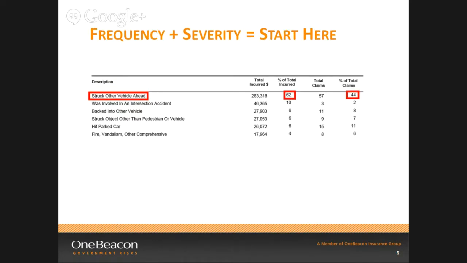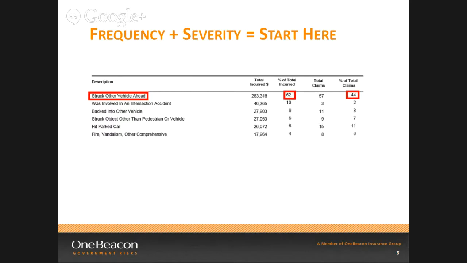So in the world of risk management and risk control, anytime we can identify the frequency trend leader and the severity trend leader as all in the same one, that's got a great big yellow and sometimes a red flag saying start right here. This is an easy place. So when we have run all of our individual department loss runs, many of those had this same struck other vehicle ahead. That's the reason it's at the top of our list from a gross data perspective.